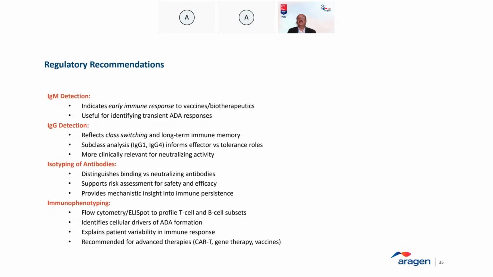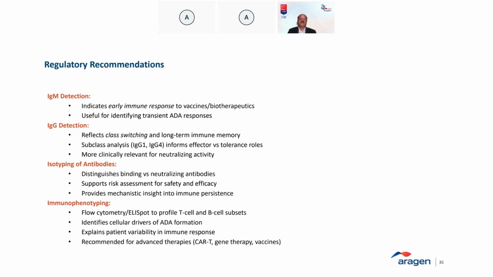What do regulators recommend for these? The agencies now recommend that you should also look at IgM detection because that gives you early signals for immunogenicity. And there are critical challenges. We do not have positive controls for IgM, but our group has standardized certain protocols where we can generate and purify IgM positive controls, which can be used for setting up the assay. Besides that, IgG detection is the gold standard.